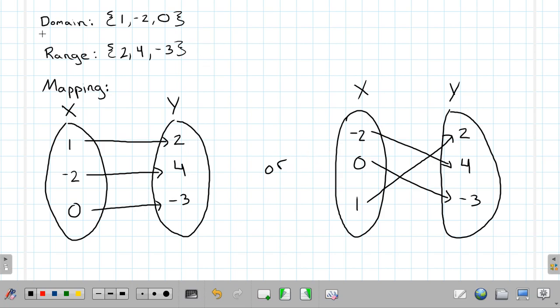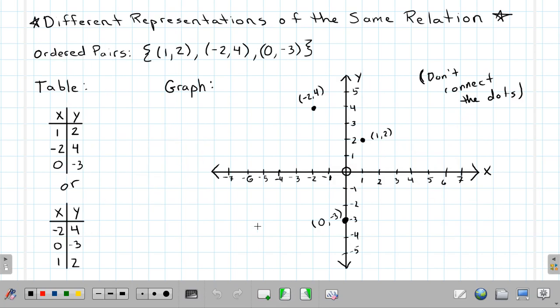One, remember the domain and range, and don't repeat numbers. Here we didn't have any repeats, but don't repeat numbers in the domain and range. And when you're making the mappings, once again, order does not matter. We can shift these numbers all the way around, just as long as the domain is in this blob, the range is in this blob, and we match the numbers in the domain with their appropriate numbers of the range. That's told to us by the ordered pairs.